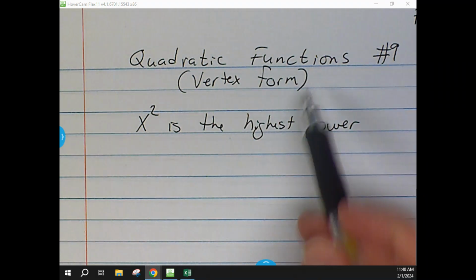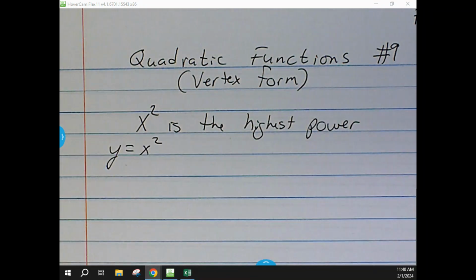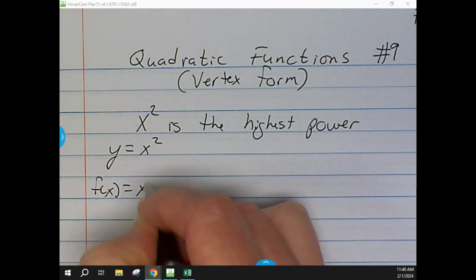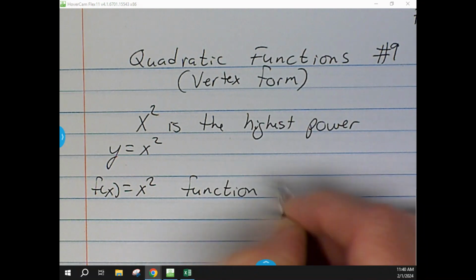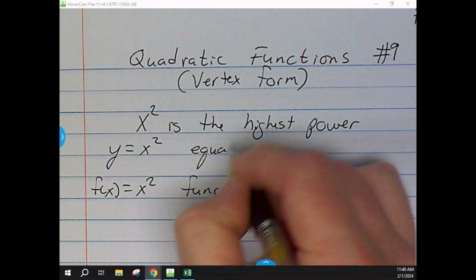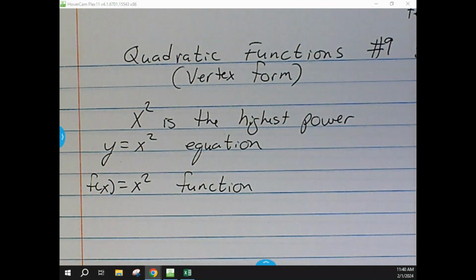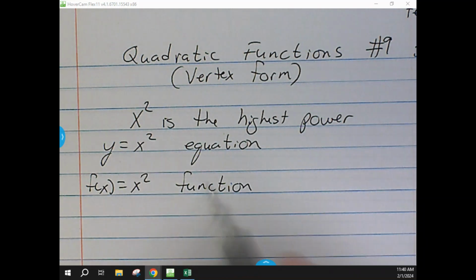Okay, so they may talk about functions, they may talk about equations. If it's y equals x squared, that's your equation. If it's f of x equals x squared, that's your function. So again, equation, function, it's the exact same graph. It does the exact same thing. The only difference is if it's an equation, it's y equals. If it's a function, it's f of x equals. Still all the same thing.